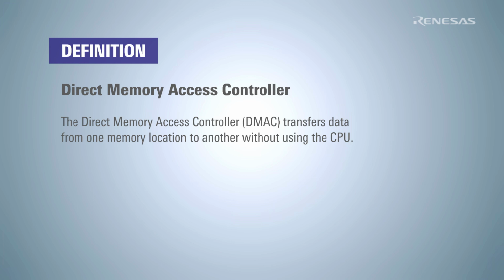Hi, let's talk about the direct memory access controller in the Arm microcontrollers. The DMAC controller is a module that enables transfer of data from one address to another in the memory without involving an operation or interference from the CPU. This means that continuous data transfer is possible, for example, from sensors while the CPU is busy with other tasks.